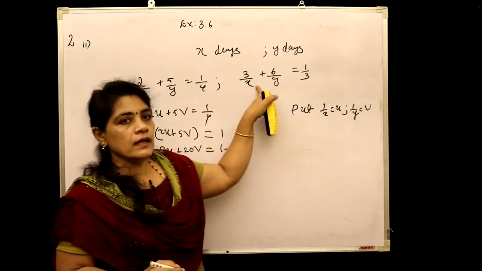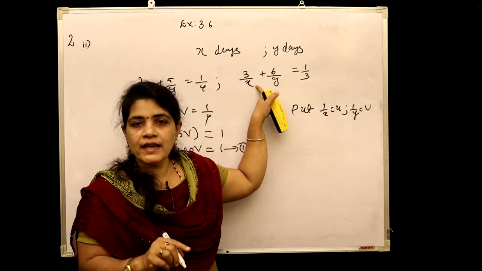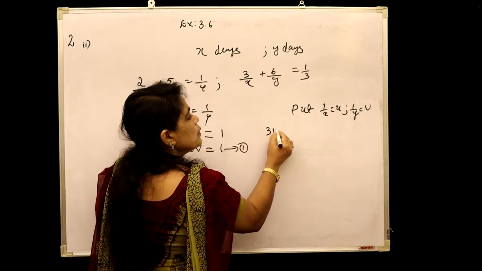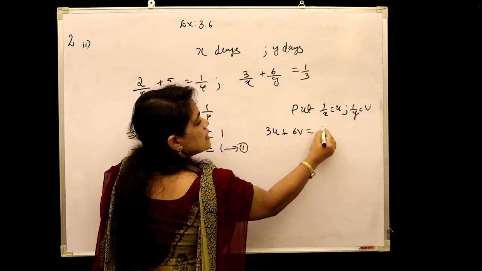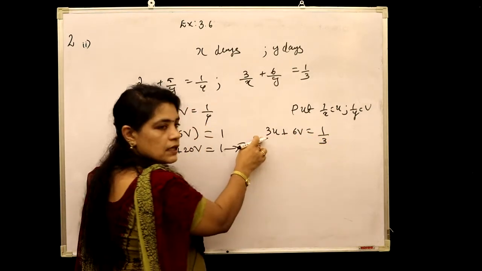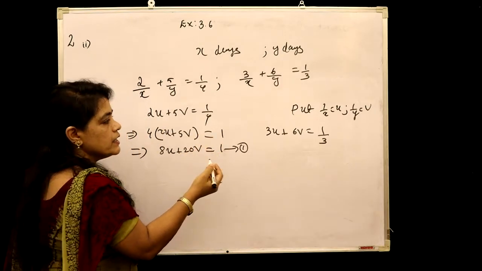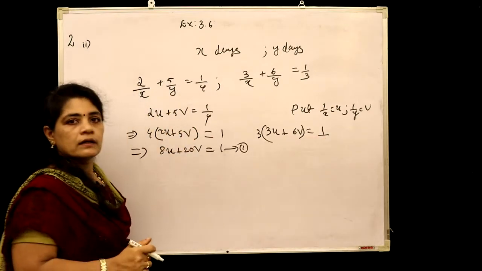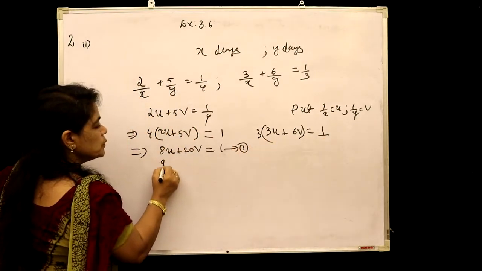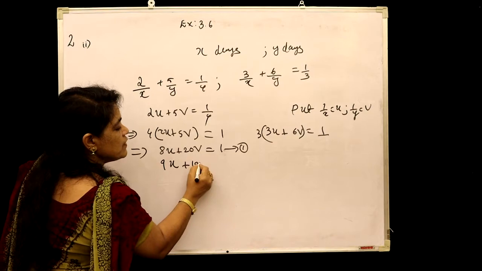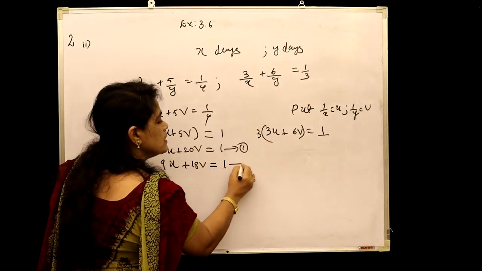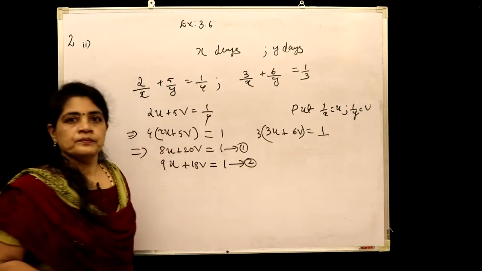The same way, after substituting for 1 by x as u, this 3 by x becomes 3u plus 6v is equal to 1 by 3. We can take 3 to the LHS, under multiplication. So 3 into, equal to 1. So 9u plus 18v, 3 into 6, 18v is equal to 1. This is equation number 2.